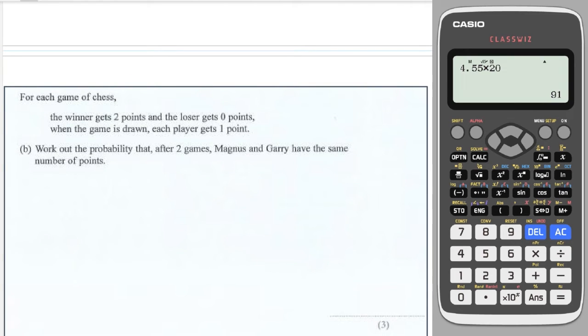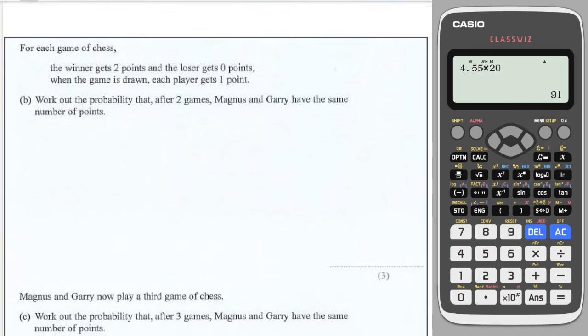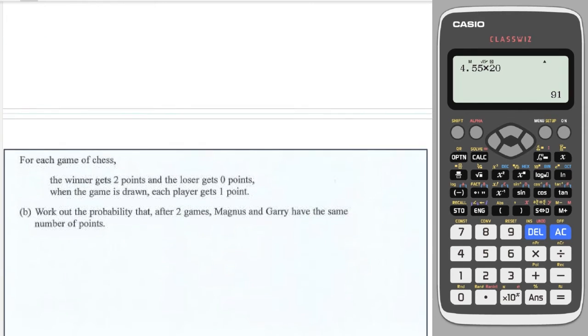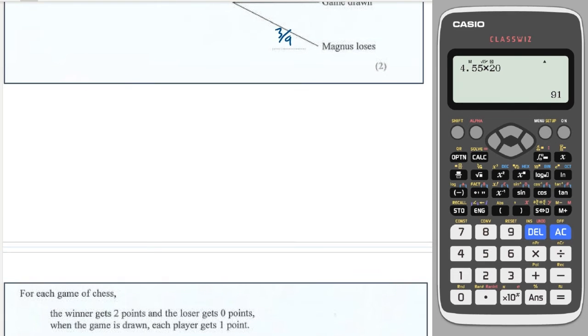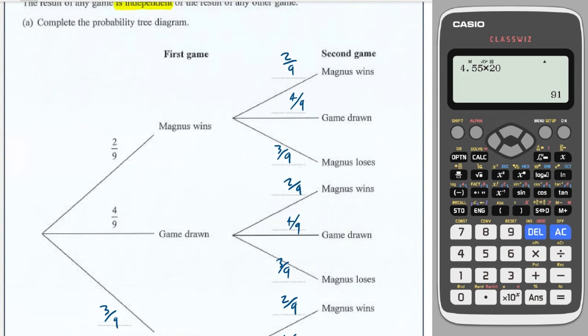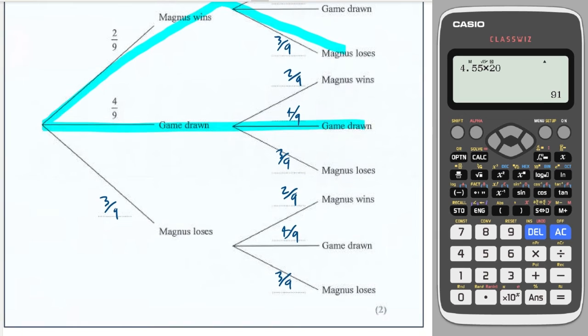For each game of chess, the winner gets 2 points and the loser gets 0 points. And when the game is drawn, each player gets 1 point. Work out the probability that after 2 games, Magnus and Gary have the same number of points. Okay, well, let's figure out how that could possibly happen. There's a total of 4 points on offer over the 2 games, so it has to be 2-all at the end, which could be Magnus winning and then Magnus losing, draw followed by a draw, or Magnus losing and then Magnus winning.